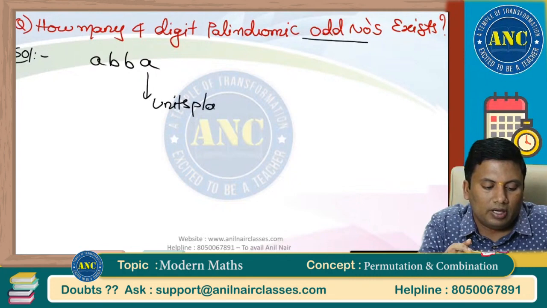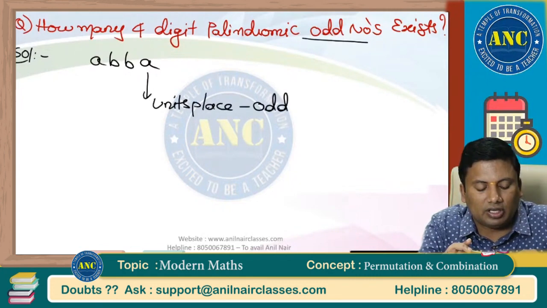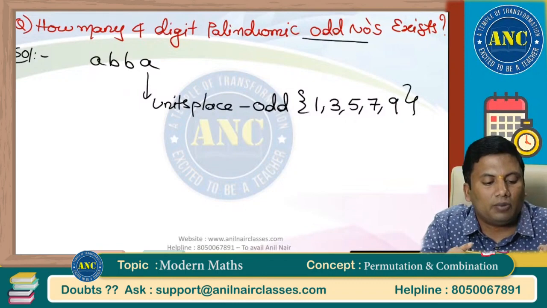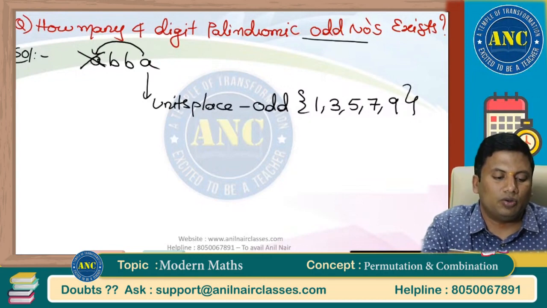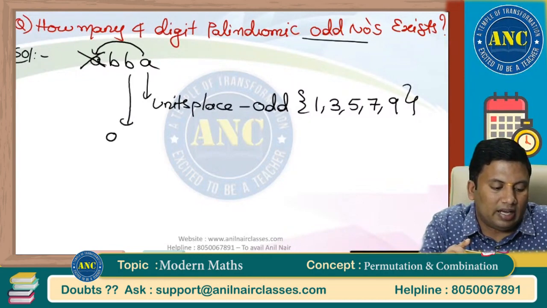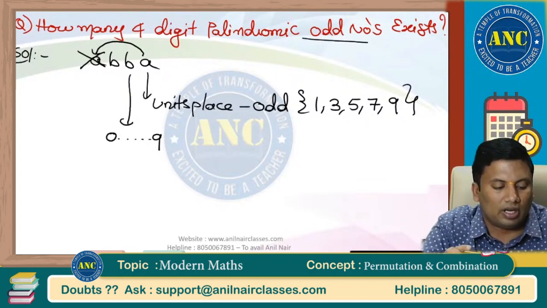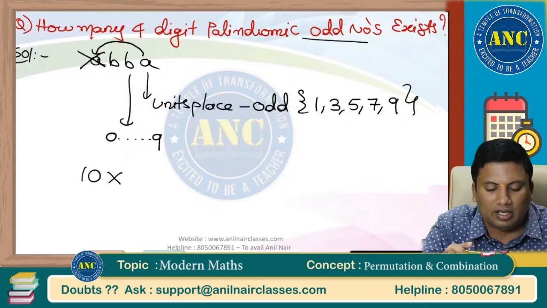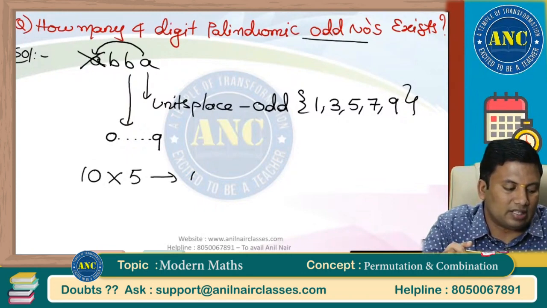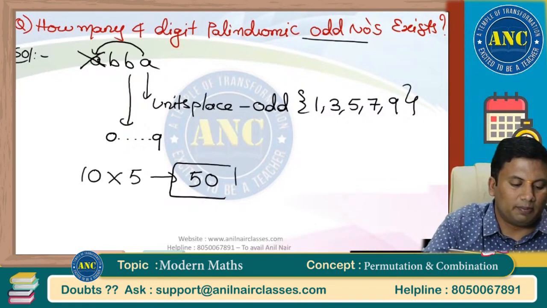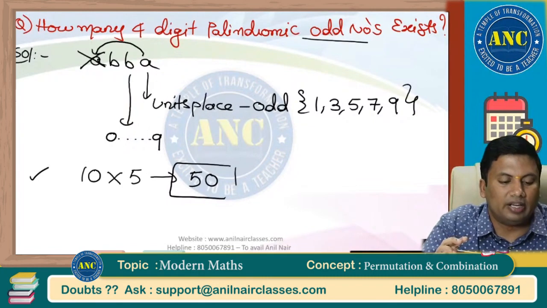Units place should be odd, just to satisfy the condition. Units place odd means it can take 1, 3, 5, 7, 9. Automatically when I give this value, this is automatically fixed. No need to do it. B can take any value from 0 to 9, which is nothing but 10. A will take how many cases? 5 cases. So answer is nothing but 10 into 5, which is 50.